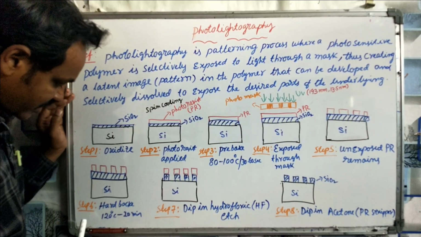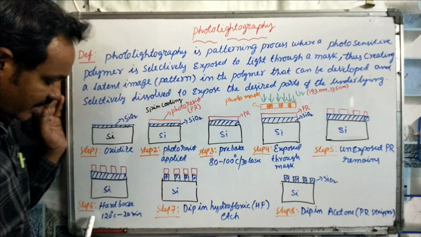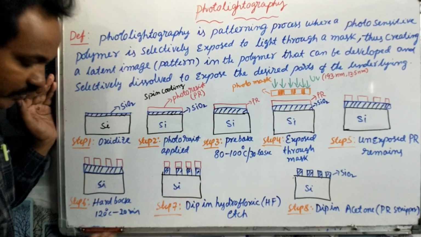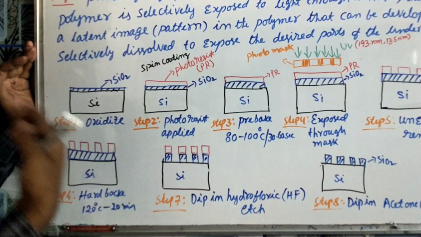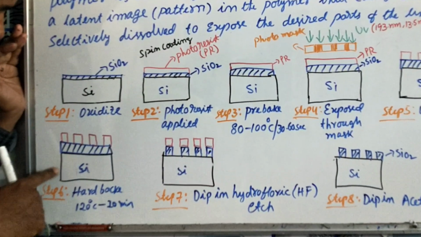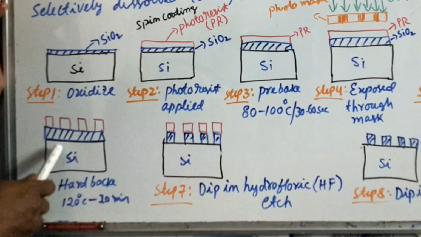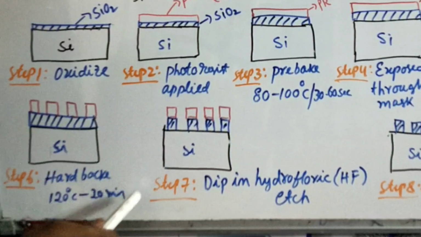Step number 6, we harden it with a bake. Once again we do baking to harden it, using a heater at 120 degrees centigrade for 10, 20, 30 minutes depending upon where the application is required. Then this is going to stick and harden, and you get a very good material here in step number 6.